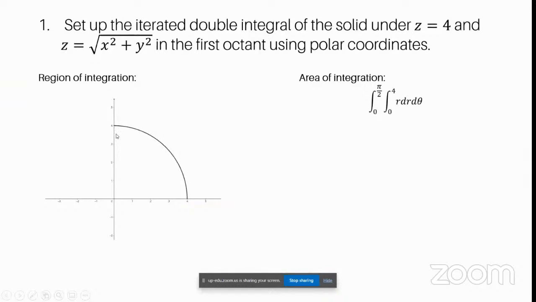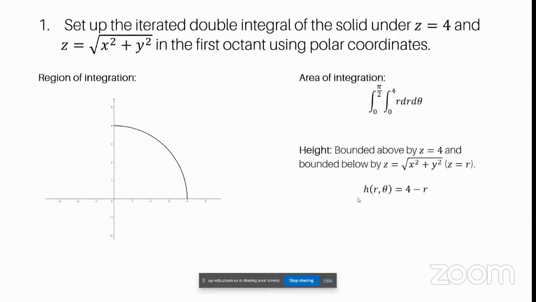Now, pagkatapos natin kuhanin yung area of integration ng region, i-incorporate na natin yung height. Paano natin kukunin yung height? Kung kanina mapapansin nyo, yung nasa taas niya is yung plane, z equals 4. Then yung nasa ilalim lagi is yung cone. So for the height, bounded above siya by z equals 4 and bounded below by z equals square root of x squared plus y squared, which in polar, pag ginawa natin siya in terms of r and theta, would be z equals r. So yung ating height would be 4 minus r.